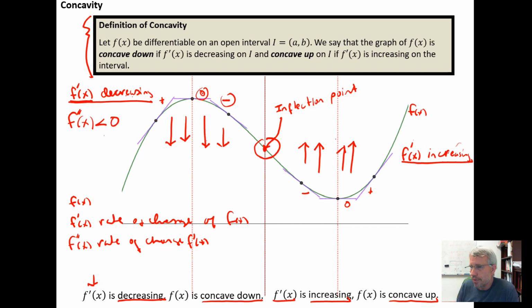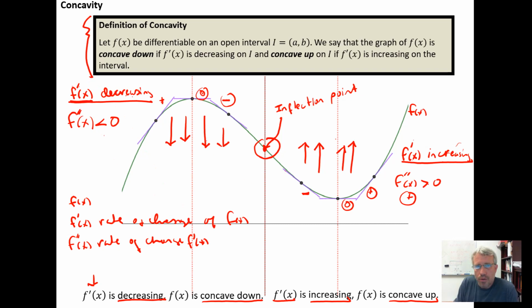If the first derivative is increasing, changing from negative to 0 to positive, then the second derivative has to be greater than 0. It has to be positive, because it describes the rate of change of the first derivative. If the first derivative is increasing, its rate of change is positive, so the second derivative is greater than 0. If the first derivative is decreasing, then the second derivative has to be negative, which is what's causing the first derivative to be a decreasing function.